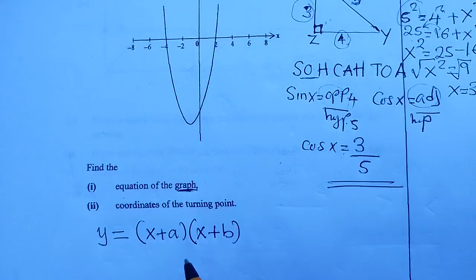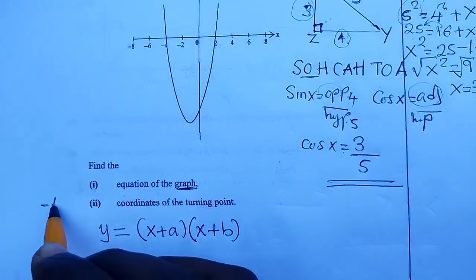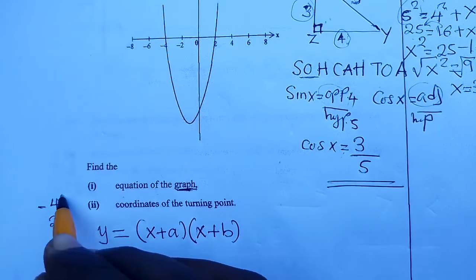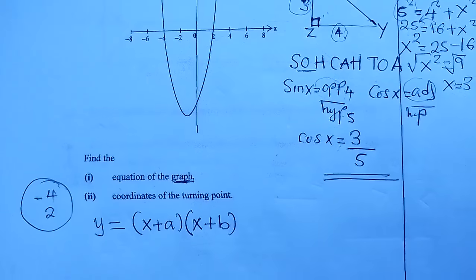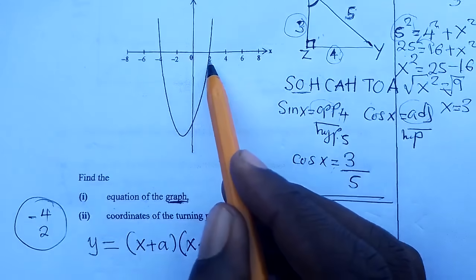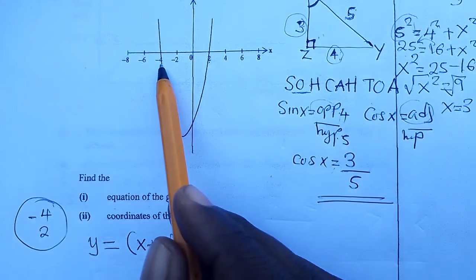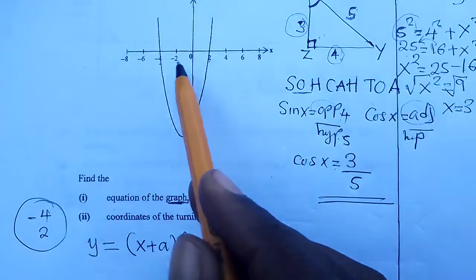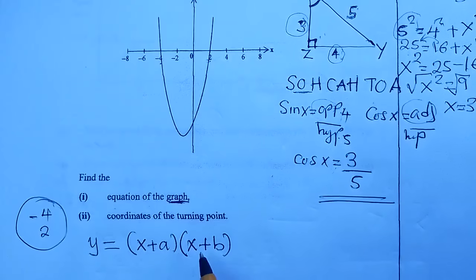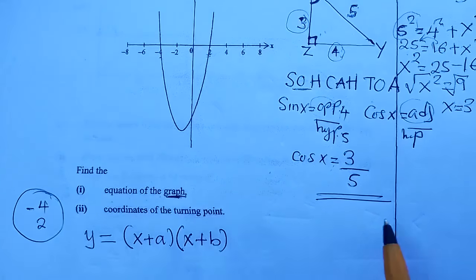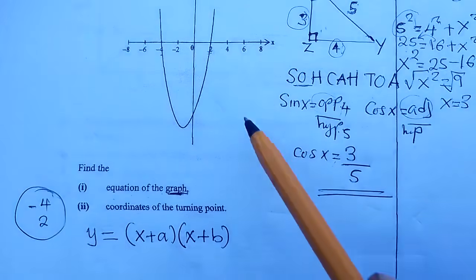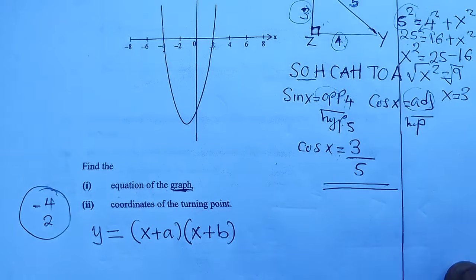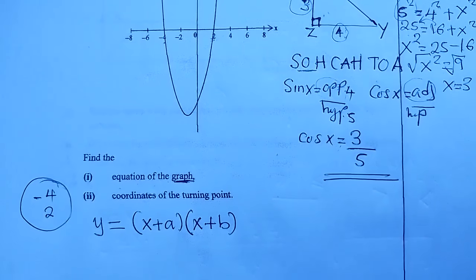Then where is it cutting? Negative 4 and 2. Here it is cutting on those. It is cutting at this one. It is also cutting at that one. So you are going to put these values in there, then you expand. That's how we find the equation of the graph. Find the equation of that graph. So how can you go about that one?